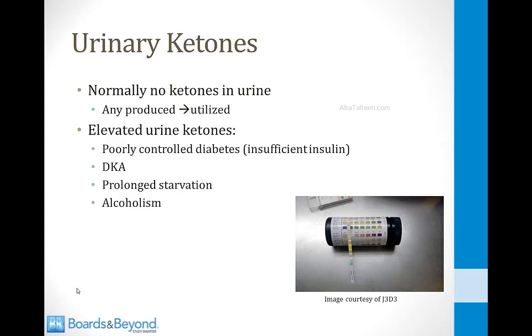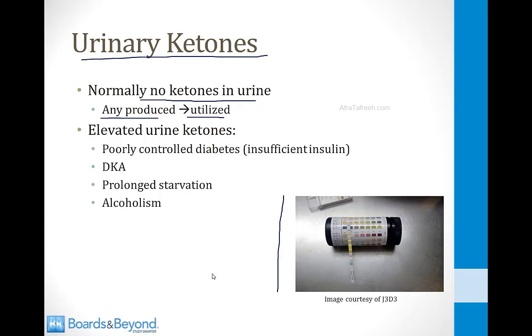You can measure the plasma levels of ketone bodies, but this is rarely done. Usually the way you will detect ketone bodies is in the urine. This is a picture of a urine dipstick, and you can dip it in a sample of urine, and it will change color to indicate the presence of ketones in the urine. Normally there are no ketones in the urine. Any that are produced are usually utilized by the body. So if you detect them in the urine, it means that something is wrong.